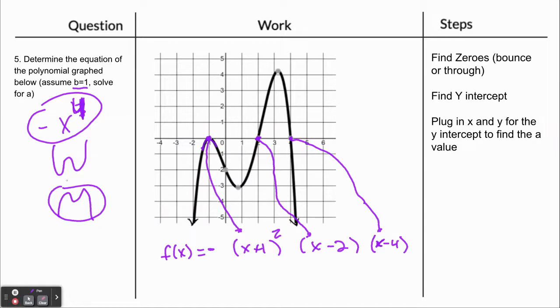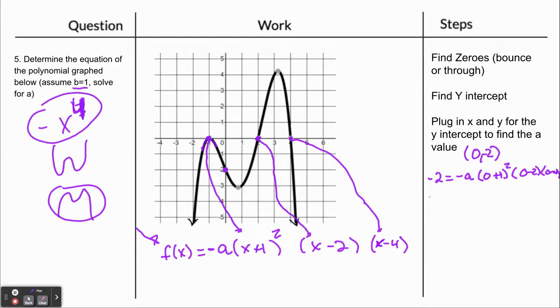But I'm not sure what my a value exactly is. So I'm going to use the y-intercept. I know the y-intercept is at the point 0, negative 2. So I'm going to plug that into what I have here and solve for the a value. That's going to look like negative 2, because that's the y value, equals negative a times 0 plus 1 squared, because I'm plugging in 0 for the x value, times 0 minus 2, and I'm running out of room, but that says times 0 minus 4.